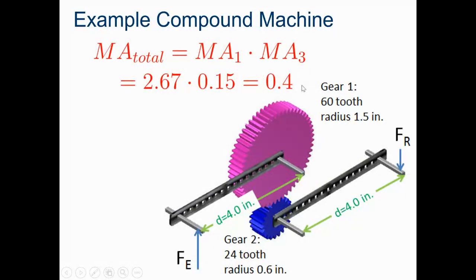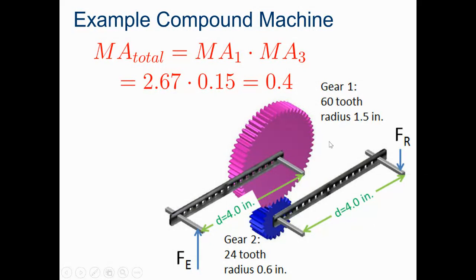So that means our overall system here, we're going to end up having less force applied. So FR is going to be less than FE, but we're going to get a greater distance traveled by FR. So again, that's what we want if we want to throw things. I don't know if that's really what we wanted to do, but that's what's going to happen: we're going to have less force but greater distance. So our output distance will be greater.